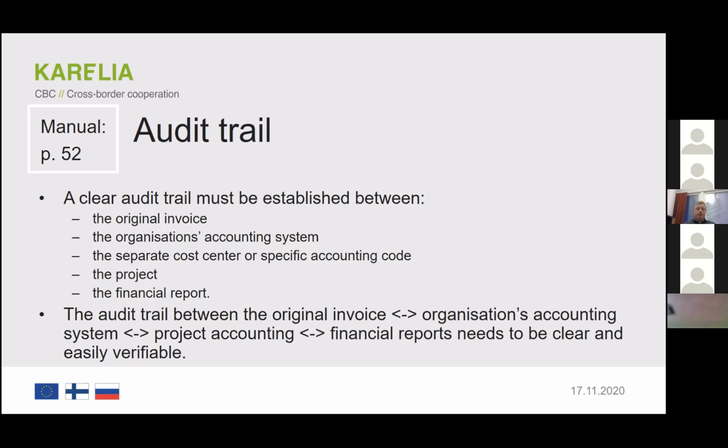The audit trail is an important concept that is at the core of project financial reporting. A clear audit trail must be established from the original invoice for a cost to the financial report of the project. The audit trail goes from the invoice to the organization's accounting system, to the project cost center, and to the financial report. The trail needs to be clear and easily verifiable. This is considered at every point of the financial checking process.